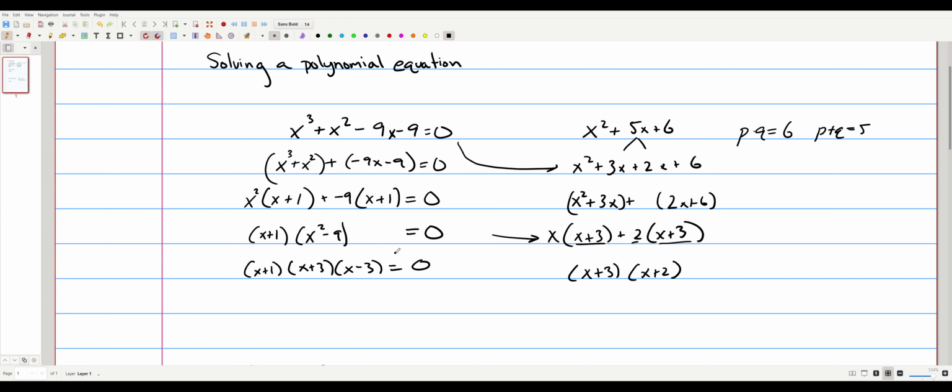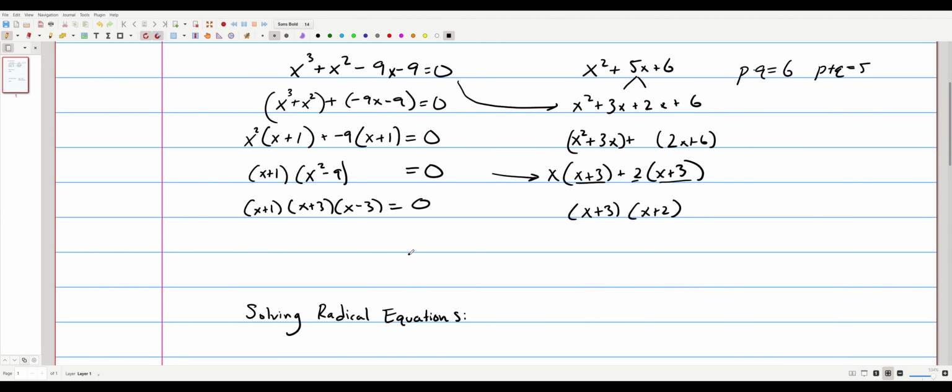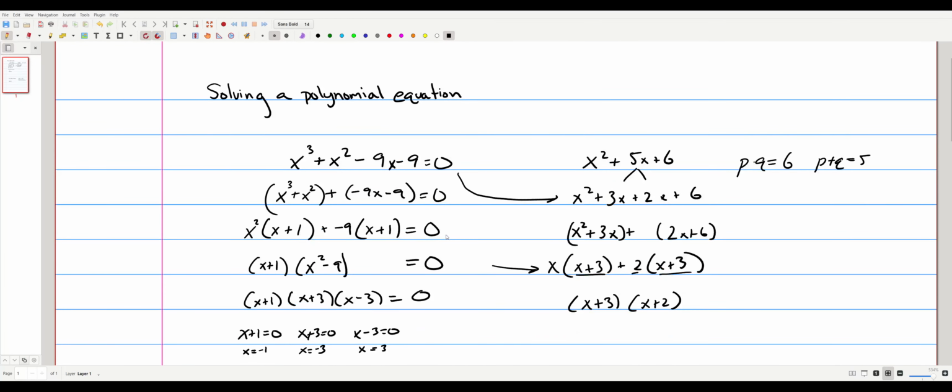Since all these things are being multiplied, we can use the zero product property and set all of these equal to 0 and solve to figure out what values solve our polynomial equation. It's basically the same steps that you've been doing in the last section on how to solve a quadratic equation. So this tells us x is equal to 3 when we add 3 to both sides. This tells us x is equal to negative 3 when we subtract 3. And when we subtract 1, we get x is equal to negative 1. So that's how you solve a polynomial equation.